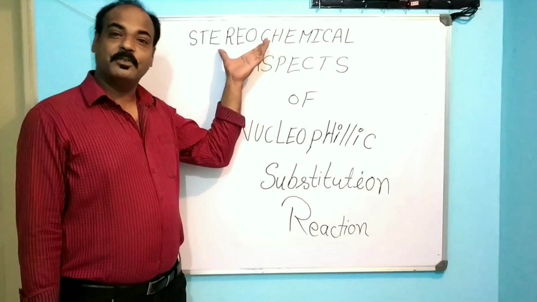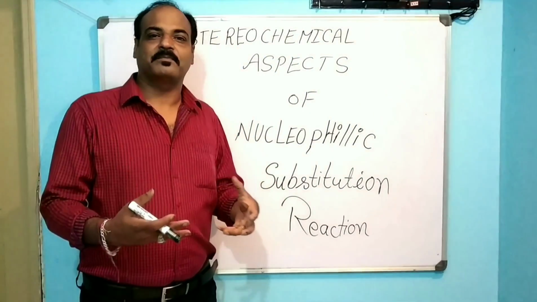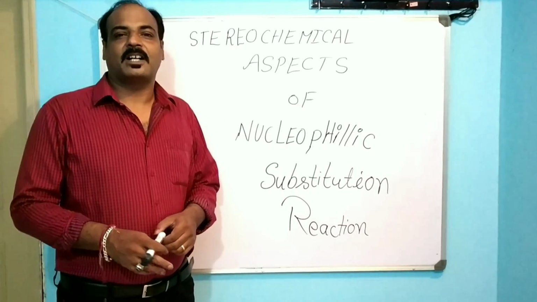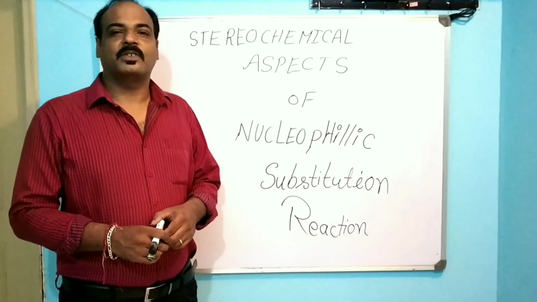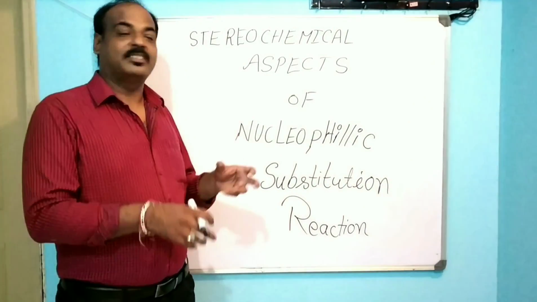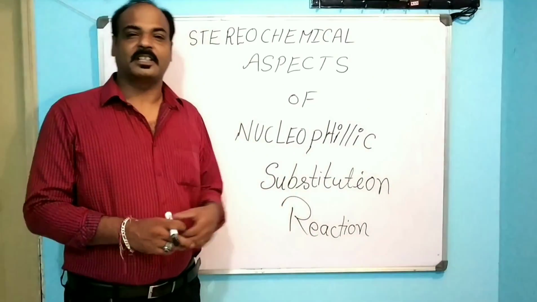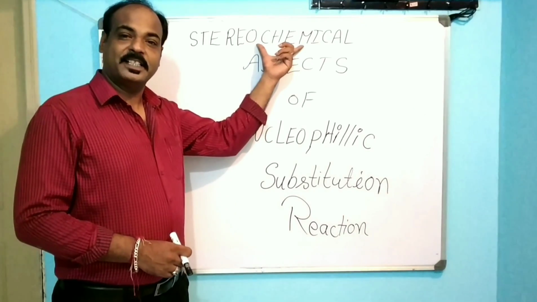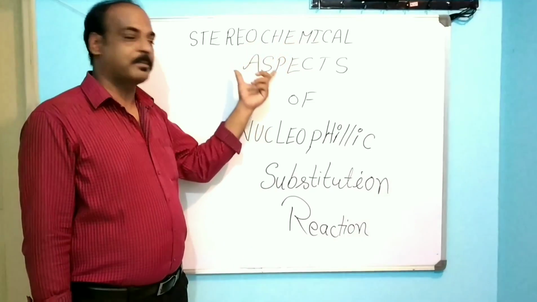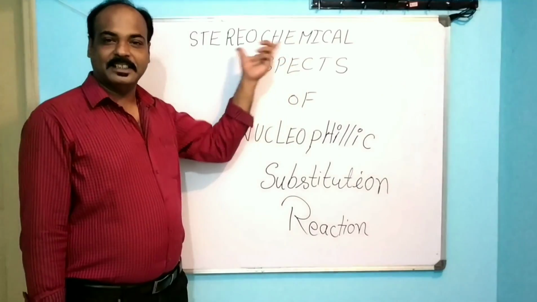Before going to the stereochemical aspect: stereo means the orientation of atoms and bonds around the carbon atom or around the central atom. So how the arrangement of bonds takes place. To study that concept, it is a stereochemical and nucleophilic substitution reaction. Such orientation of bonds and atoms or molecules around the carbon before the reaction and after the reaction, we are going to study in this part.